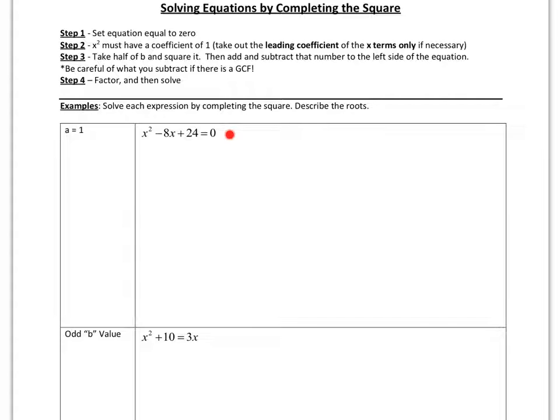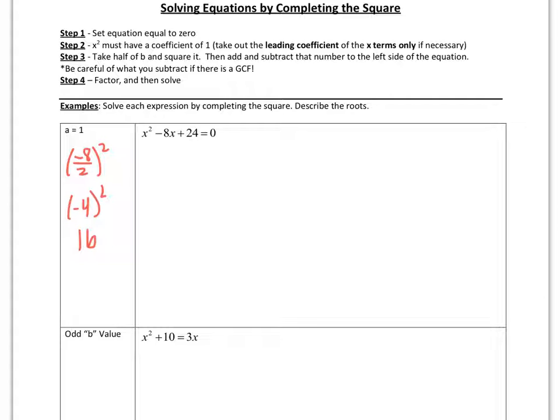So the first step in completing the square is actually to set the equation equal to 0. First equation is set equal to 0. We're good to go. Step 2, the x squared must have a coefficient of 1, which it does, so we're good. Step 3, take half of b and square it. All right, I'm going to do this work on the side. So the b is negative 8. I'll halve it first, and then square. So I get 16.